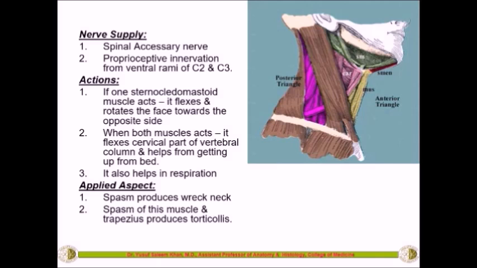Okay, and if there is total damage to the spinal accessory nerve, as you know, this nerve supplies two important muscles of the neck: the sternocleidomastoid and the trapezius. Especially during delivery of the newborn, if a house surgeon or an inexperienced doctor uses the forceps and pulls, this might lead to damage of the spinal accessory nerve, and this leads to a condition called torticollis.